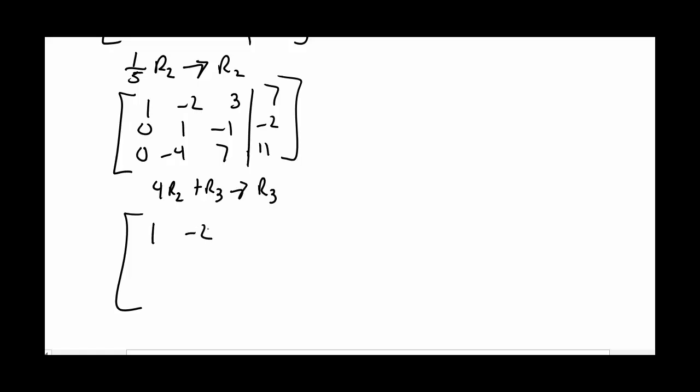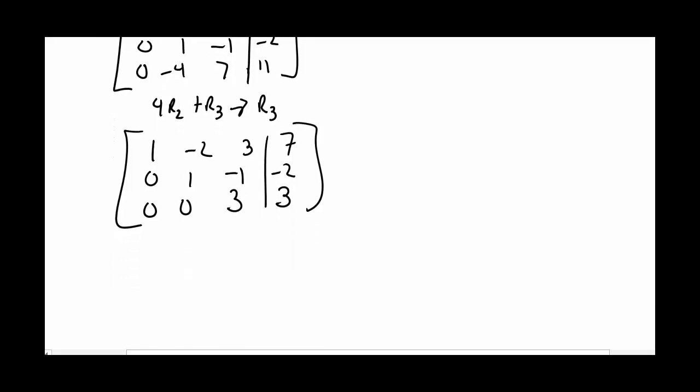So let's see, row 1 and 2 I did not change. All right, so let's see, 4 times 0 plus 0 is 0. 4 times 1 plus negative 4 is 0. Negative 4 plus 7 is 3. And negative 8 plus 11 is 3. And we're almost done with the row ops here. So now my last goal is to get that 3 in the bottom there to say 1.